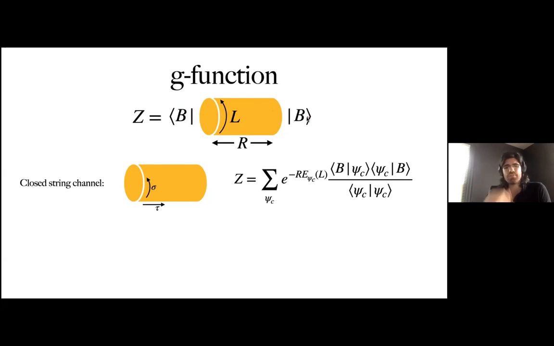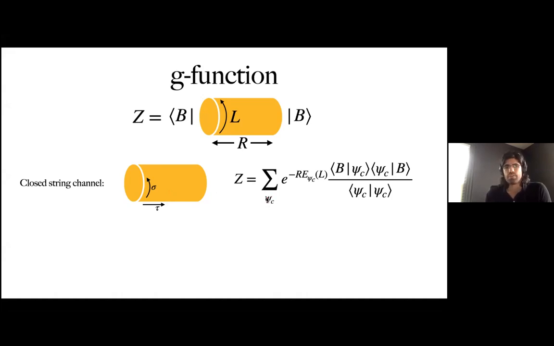Basically, to define the G function, we look, for example, at the closed string channel. So meaning that the periodic direction is associated to space. So we quantize the theory with periodic boundary conditions. So that's why we call it the closed string channel, and time is in the other direction, the length of the cylinder. And again, if you define the partition function, you just insert the complete basis of states in between, and you sum over closed string states.